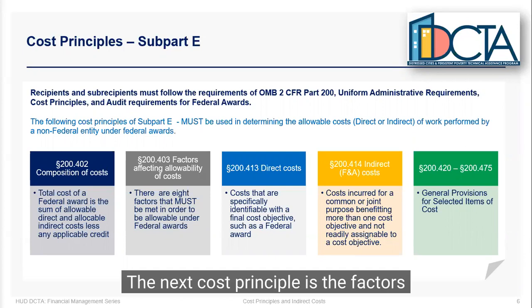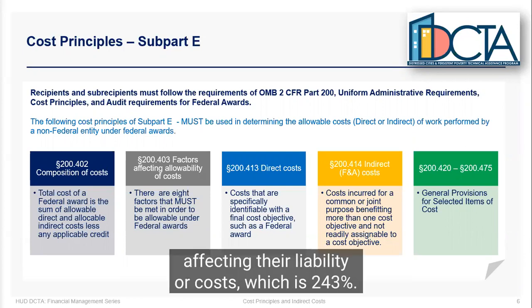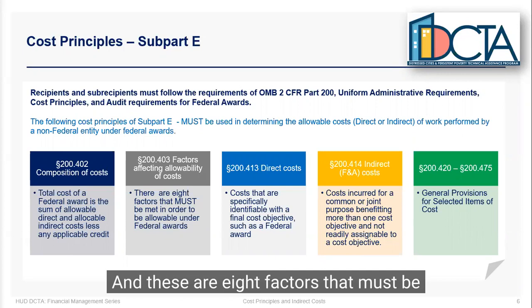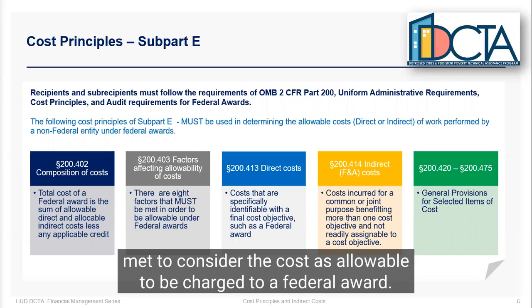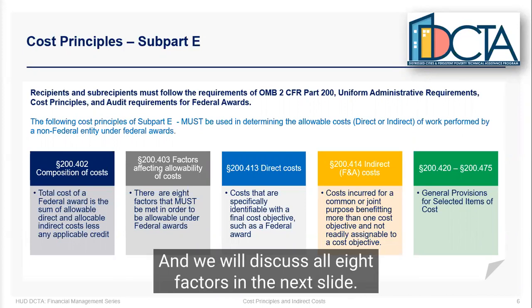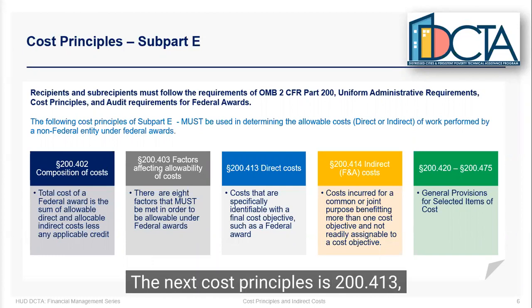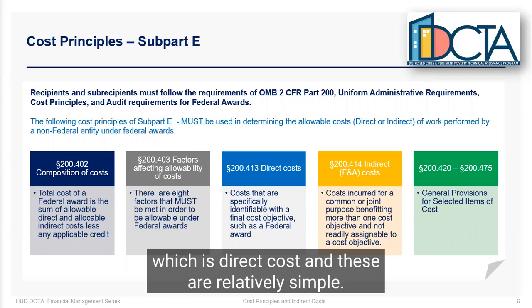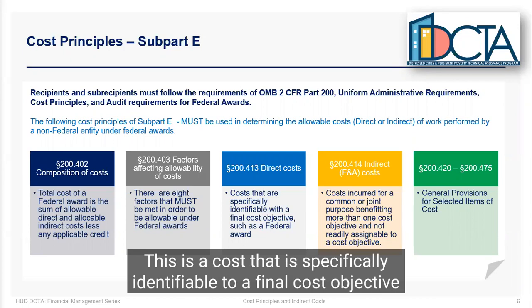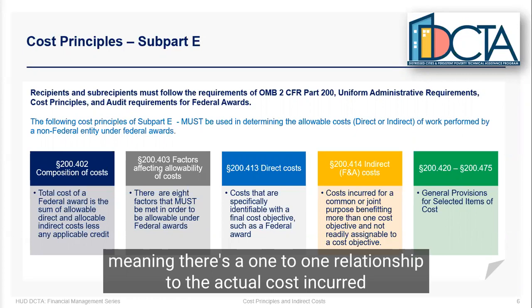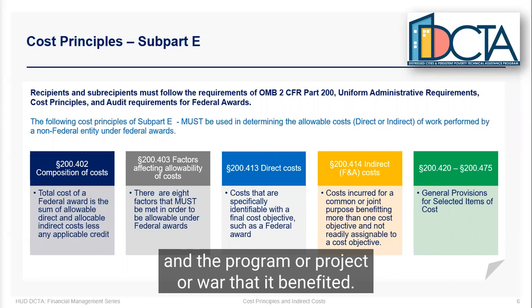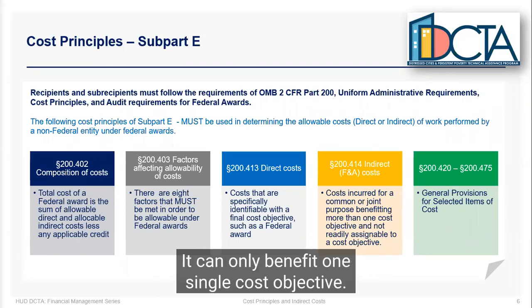The next cost principle is the factors affecting the allowability of costs, which is 200.403. These are eight factors that must be met to consider the cost as allowable to be charged to a federal award, and we will discuss all eight factors in the next slide. The next cost principle is 200.413, which is direct cost. These are relatively simple. This is a cost that is specifically identifiable to a final cost objective, meaning there's a one-to-one relationship between the actual cost incurred and the program, project, or award that it benefited. It can only benefit one single cost objective.